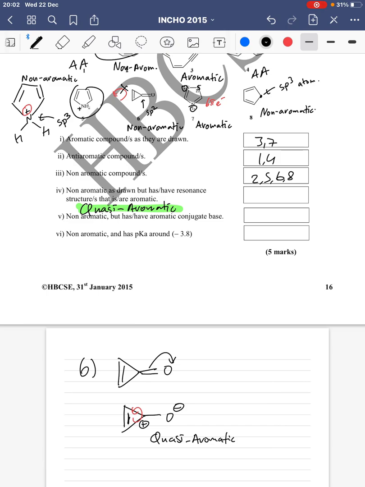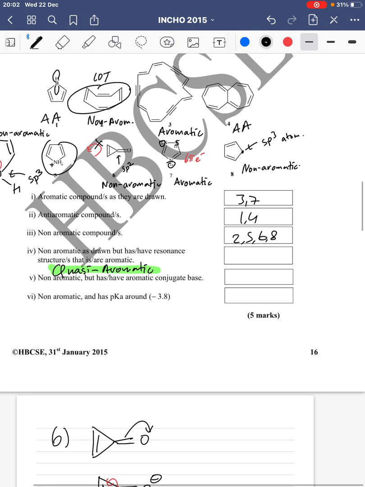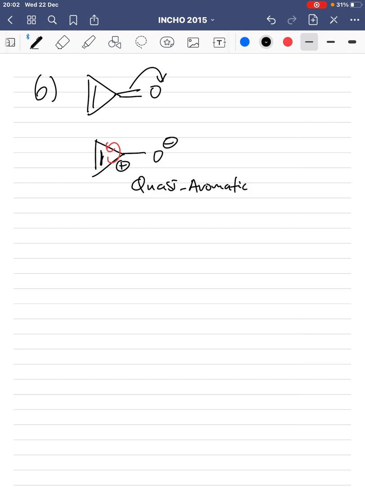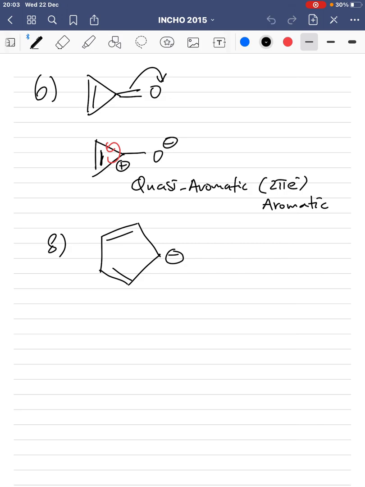And 8, okay, let's see the 8th one as well. Here it is 2 pi electron, that is why it is aromatic. So 8th one is this molecule, and if we want to make it aromatic, it will have to lose 2 H from here and it will form a negative charge.